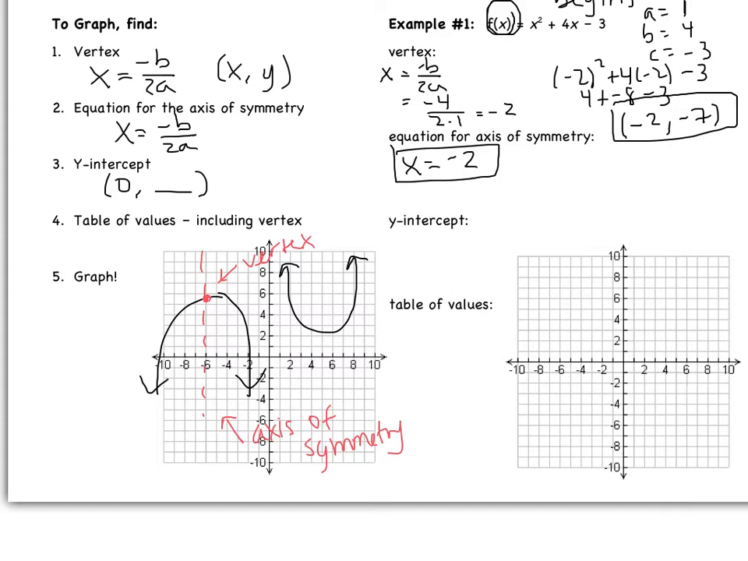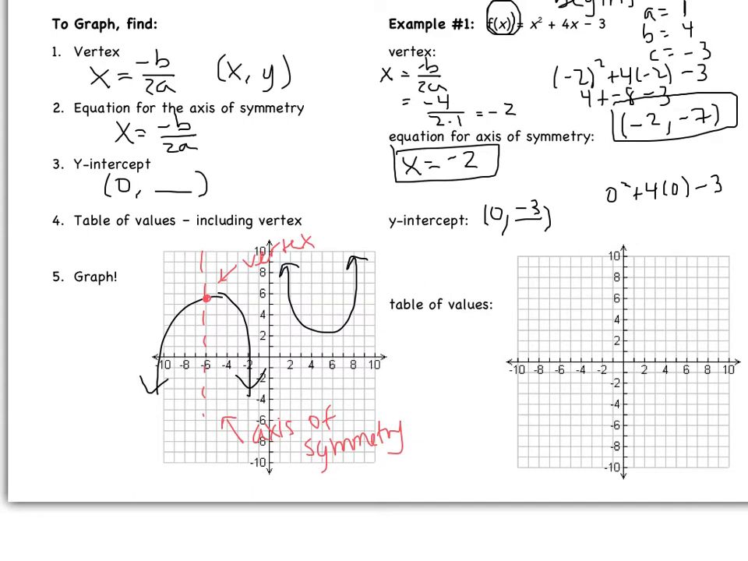Okay, so this is a way to start. Finding the y-intercept. It's going to be 0 comma some number. So I need to substitute in 0. I get 0 squared, add 4 multiplied by 0, subtract 3. So I get 0, add 0, subtract 3. So it's 0 comma negative 3.